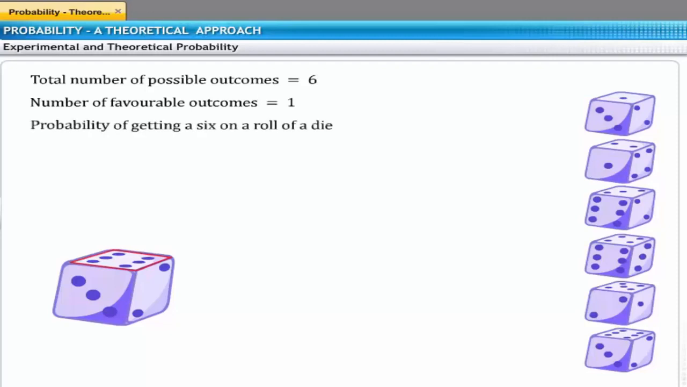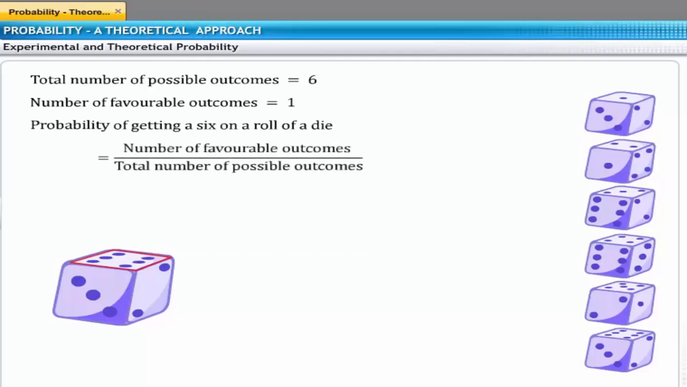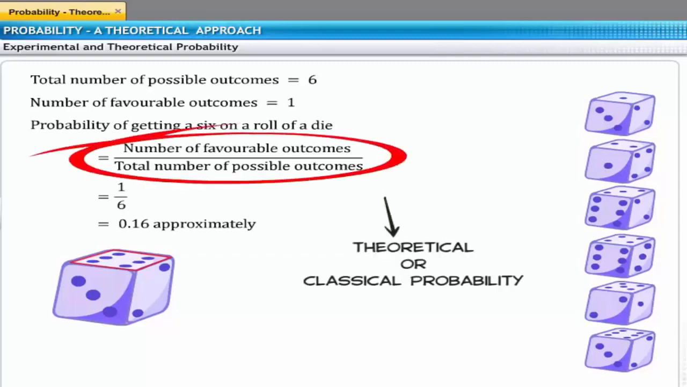Therefore, the probability of getting a 6 on the roll of a die is the number of favorable outcomes divided by the total number of possible outcomes. In this case, it is equal to 1 upon 6, which is equal to approximately 0.16. This is called theoretical or classical probability.